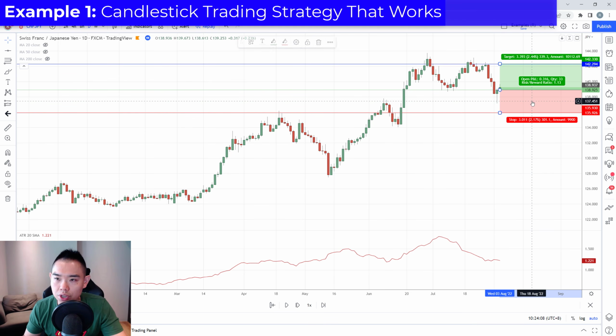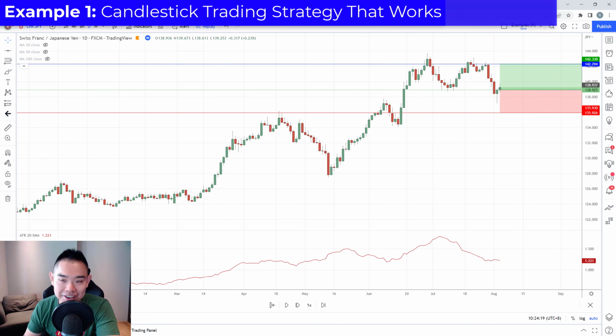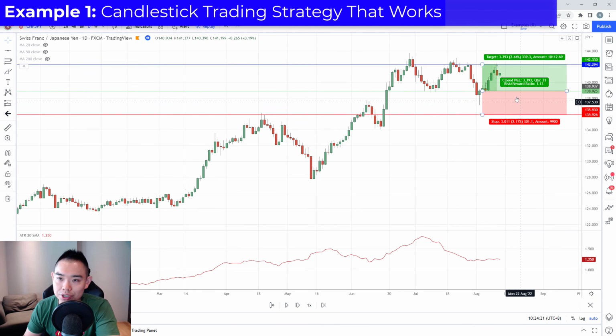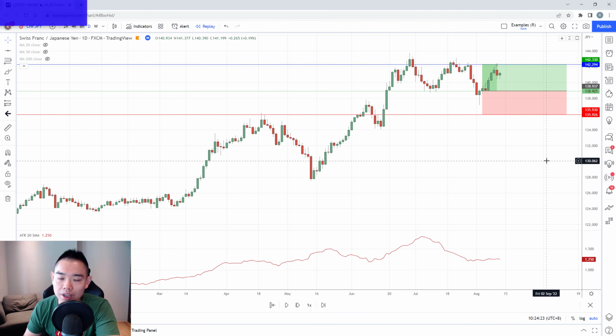You can see that your potential risk to reward on this trade is 1.13, as shown over here. This means that you're risking $1 to potentially make $1.13. And since this is a cherry-picked chart, you can see that the market eventually did reach our target over here, and you have exited with a profit.